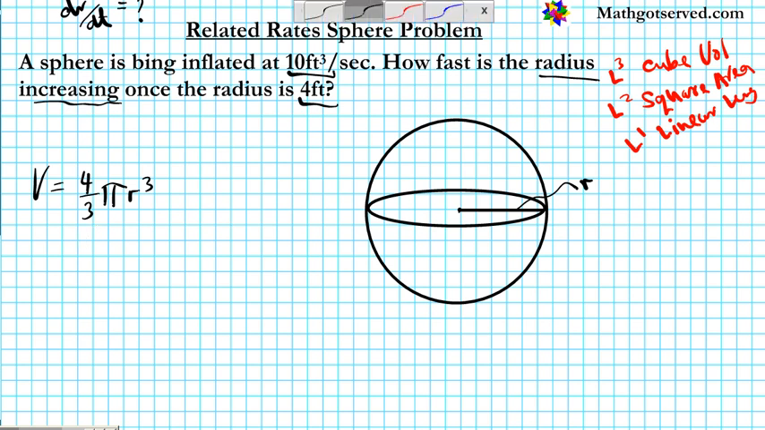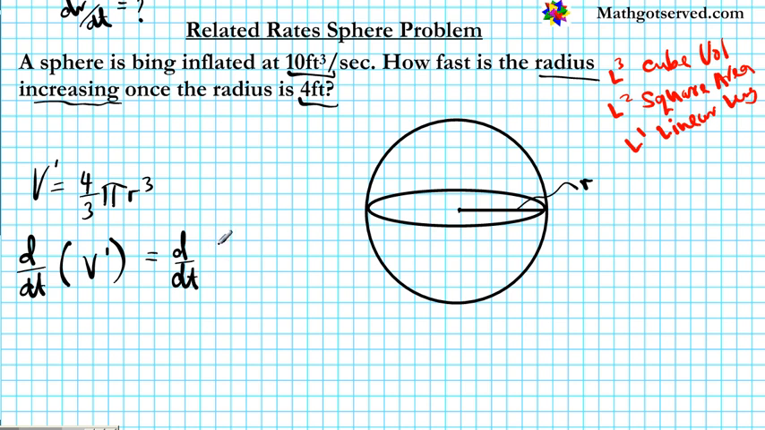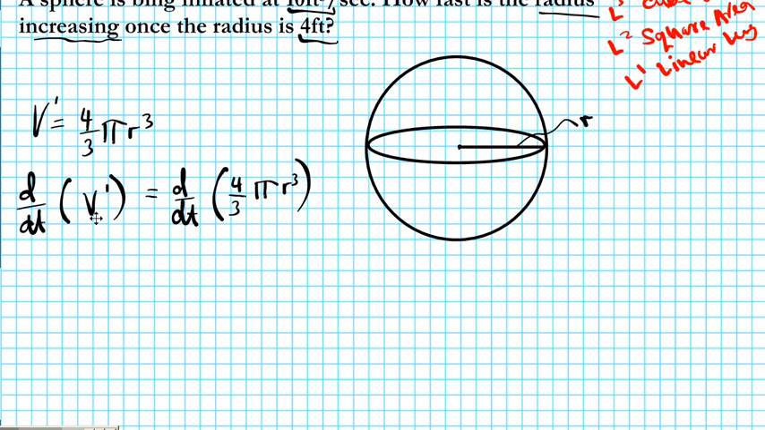Okay, so to differentiate this, remember V is to the first power, and I'm differentiating both sides with respect to time. So let me write it like this: d/dt of V, which is volume to the first power, equals d/dt, the derivative with respect to time, of 4/3 pi r cubed. Okay. So this is like implicit differentiation. When you differentiate this, V to the first power is like a constant rule.